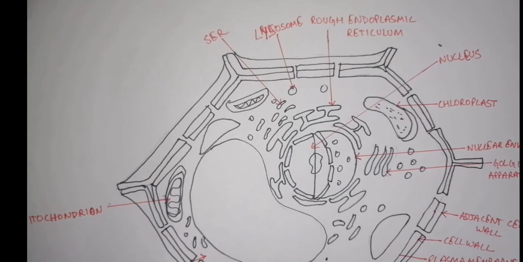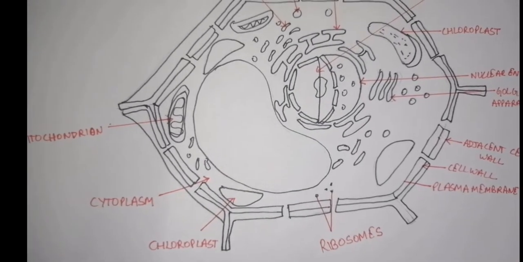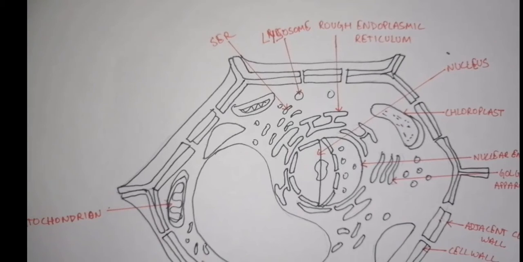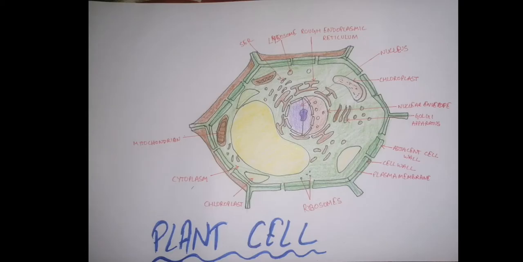If you want, you may color it. But remember not to color it in your exam. In your exam, if you want, just do the shading with the pencil and label it with pencil only. So that's all for the plant cell. Here I am going to color it and show you. So this is our plant cell. Now let's make animal cell.